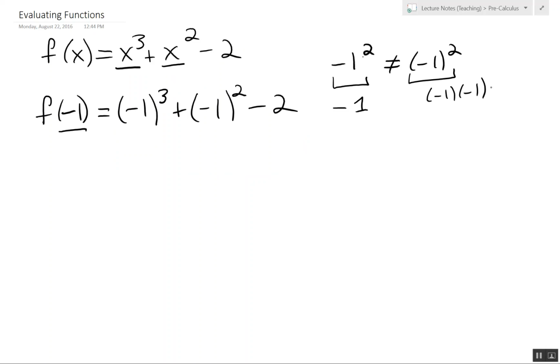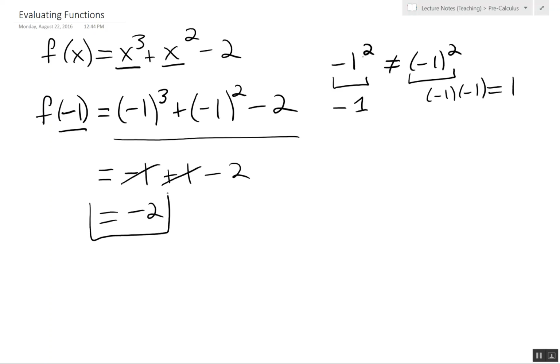And this will equal a +1. So notice that these parentheses help with sign errors. So it's very important that you use them when you're doing substitutions. And then we can just finish our simplification, and this -1 all cubed will give us a -1. This -1 squared will give us a +1. Then the -2 comes along for the ride, and the -1 and the +1 cancel, and this just leaves us with -2.